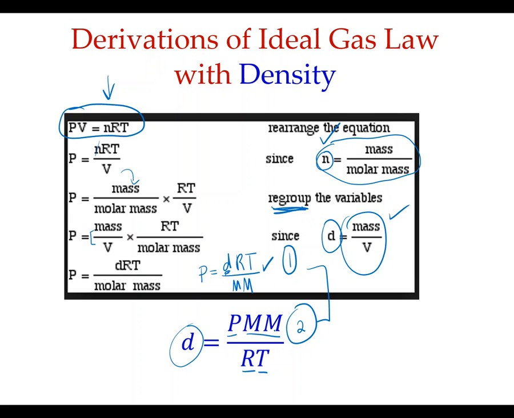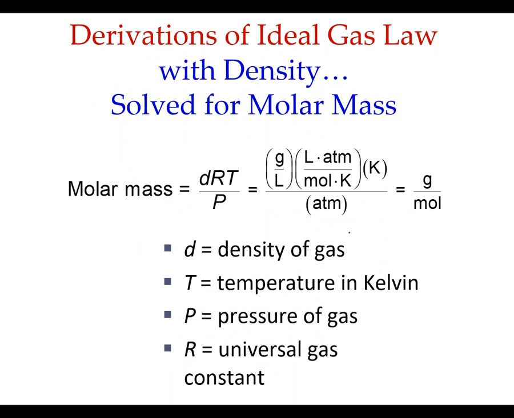But they don't give you these forms of the equation. They expect you to be able to think through it, substitute in mass over molar mass, and substitute in the mass over volume, which will give you the density. So that's 1, 2. Now, if we wanted to solve for molar mass, you just rearrange the variables again.